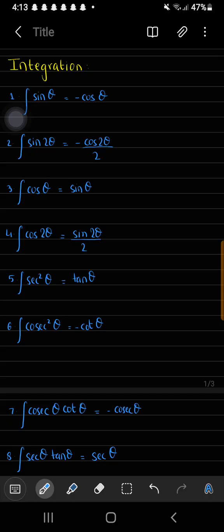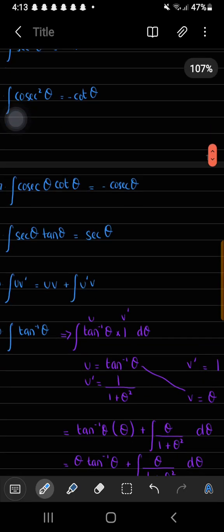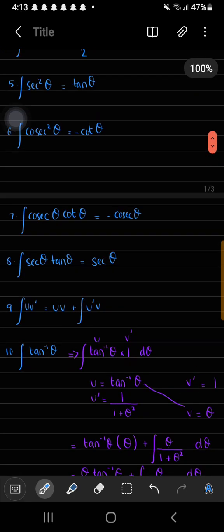The integral of sine theta will become negative cos theta, and sine 2 theta will become negative cos 2 theta upon 2. The integral of cos theta will become sine theta, and cos 2 theta will become, sorry, positive sine 2 theta upon 2. Then there is sec square theta which will become tan theta, and cosec square theta which will become negative cot theta. Then cosec theta multiplied by cot theta will become negative cosec theta, and sec theta tan theta will become sec theta.